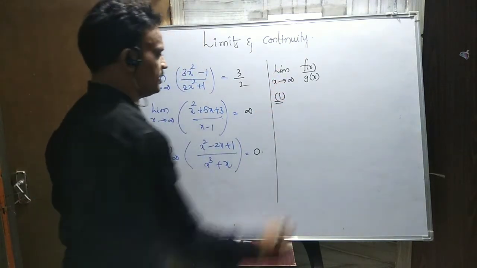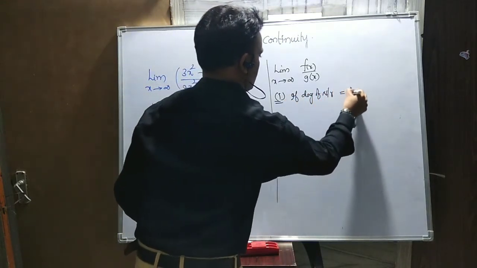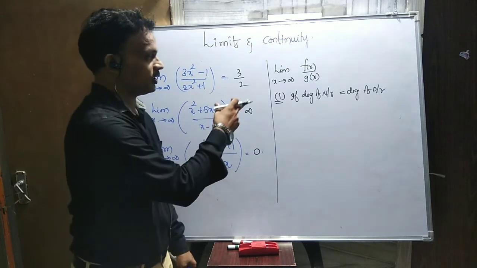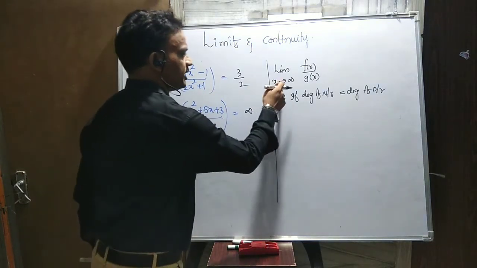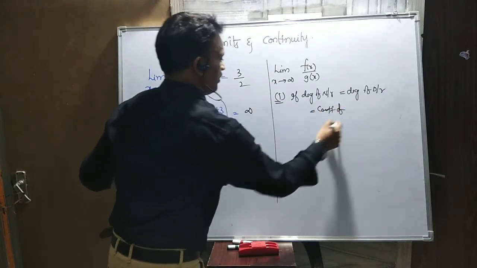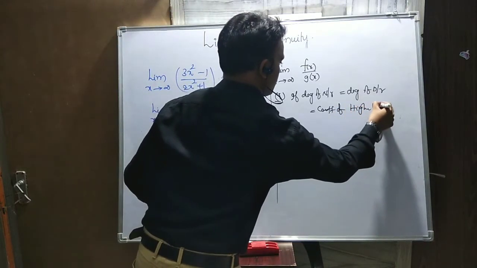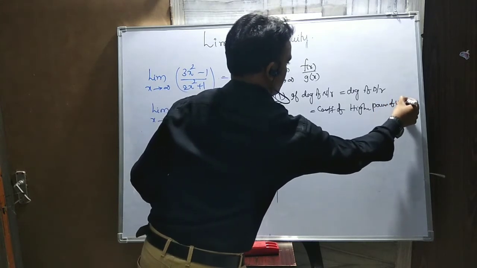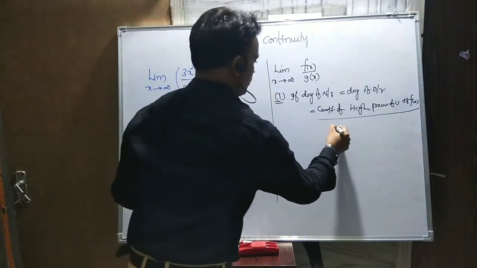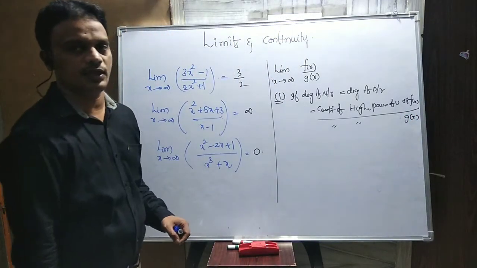What is the first case? If the degree of the numerator is equal to the degree of the denominator, then what is the limit as x tends to infinity of f of x by g of x? It is the coefficient of the highest power of the variable of the function f of x, divided by the coefficient of the highest power of the variable of g of x. That is case 1.